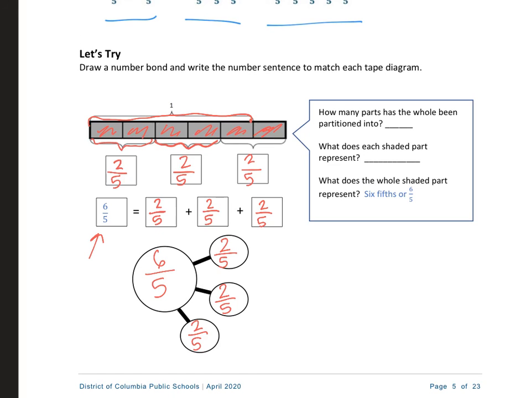So it asked how many parts has the whole been partitioned into. All right, the whole has been partitioned into 5 parts, right? 1, 2, 3, 4, 5 is inside this 1 whole. All right, so each shaded part represents 1/5. Okay, and then it asked what does the whole shaded part represent, which is 6/5, and they wrote that in word form and standard form.